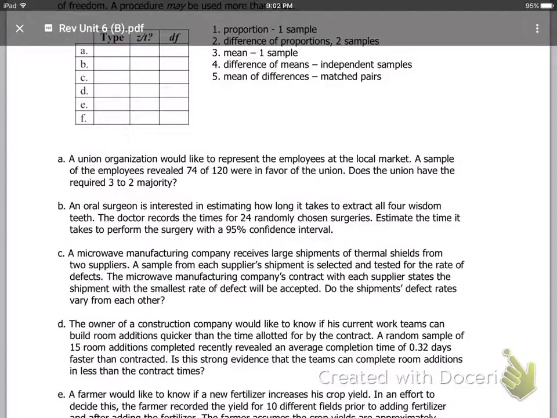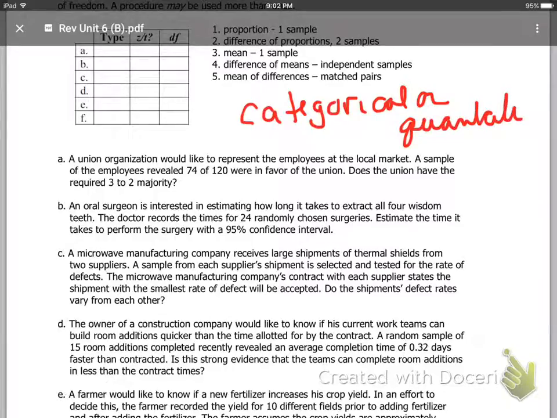All right, so a question like this will be on the test. So you're going to have to know how to identify each of these problems here. What you have to ask yourself is, is my data categorical or quantitative? If it's categorical, we're dealing with proportions. And if it's quantitative, we're dealing with means. Okay? So let's go to number A.